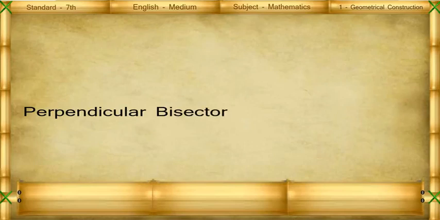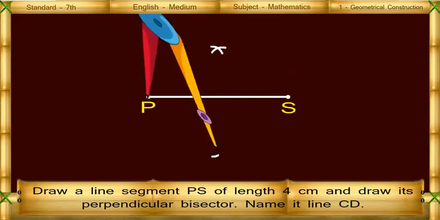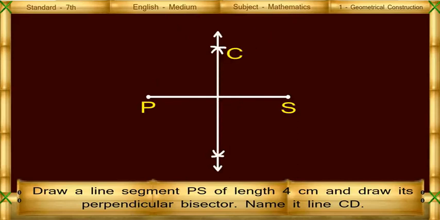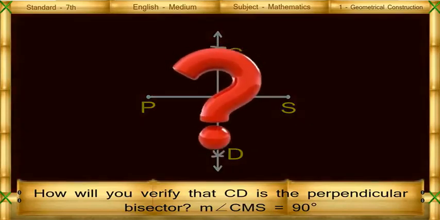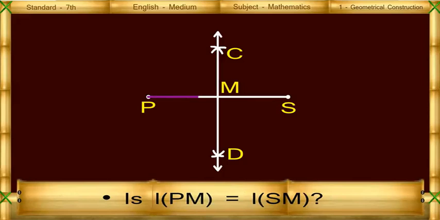Perpendicular bisector of a line segment. Draw a line segment PS of length 4 cm and draw its perpendicular bisector. Name it line CD. How will you verify that CD is the perpendicular bisector? Measure of angle CMS is equal to 90 degrees. Is length of PM equal to length of SM?